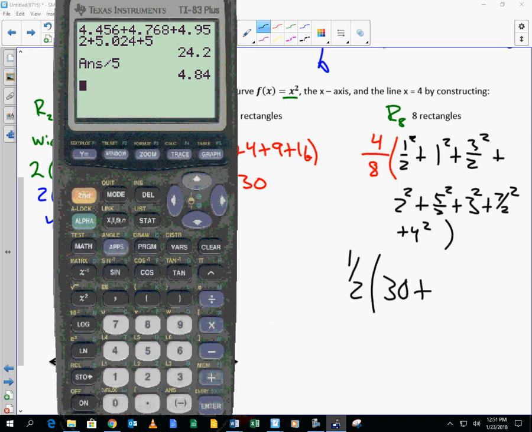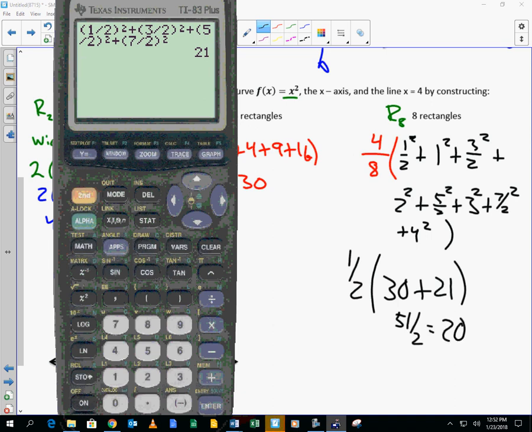And however you want to navigate through these types of problems, up to you. But 1 divided by 2 squared. No, it's just going to square the denominator. 1 divided by 2 squared. 3 divided by 2 squared. 5 divided by 2 squared. And then 7 divided by 2 squared. And I get 21. So that's 51 over 2, which is 25.5.